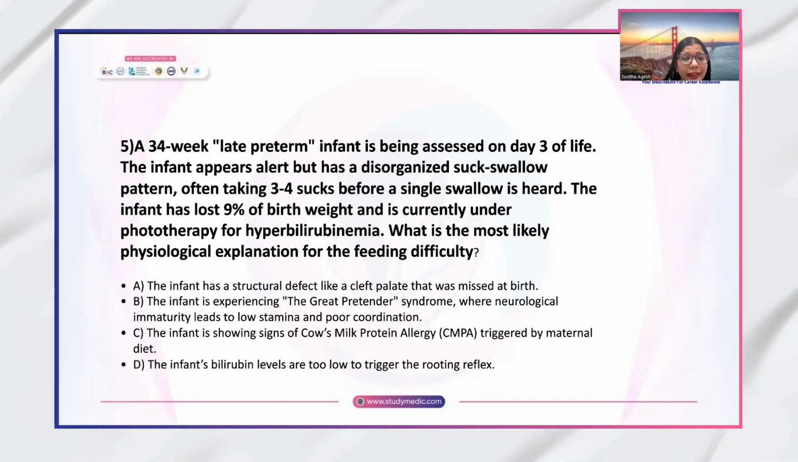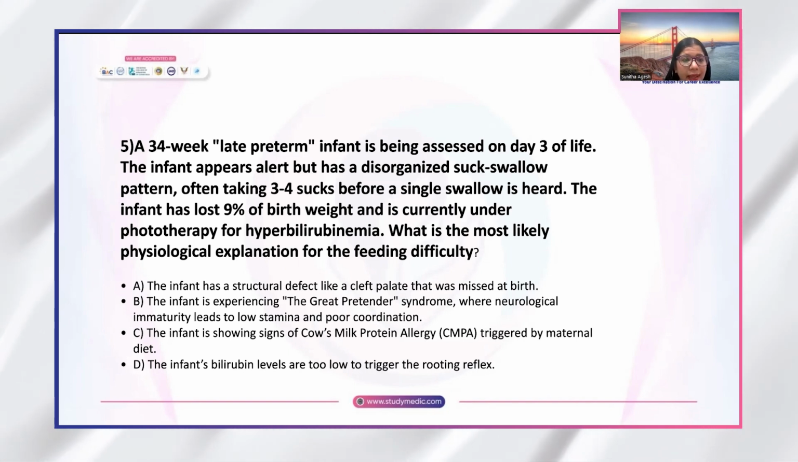The fifth one is a 34-week late preterm infant being assessed on day 3 of life. The infant appears alert but has a disorganized suck-swallow pattern, often taking 3 to 4 sucks before a single swallow is heard. The infant has lost 9% of birth weight and is currently under phototherapy for hyperbilirubinemia. What is the most likely physiological explanation for the feeding difficulty? It's a late preterm, 34-week.